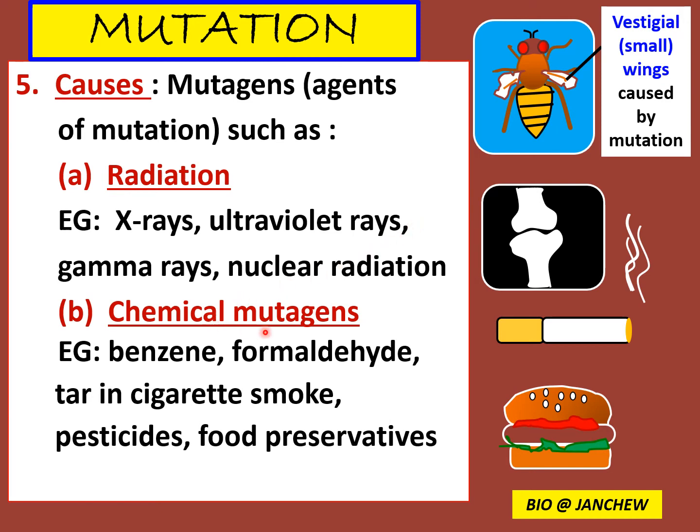Now, chemical mutagens include benzene, formaldehyde, tar, cigarette smoke, pesticides, food preservatives. For example, the tar in cigarette smoke has been known to cause lung cancer. And then food preservatives include those that are used to preserve food like meats, okay, the nitrites that are used to preserve meat and sausages and so forth that we eat in our food. So we should limit our intake of this type of foods and don't eat it excessively.